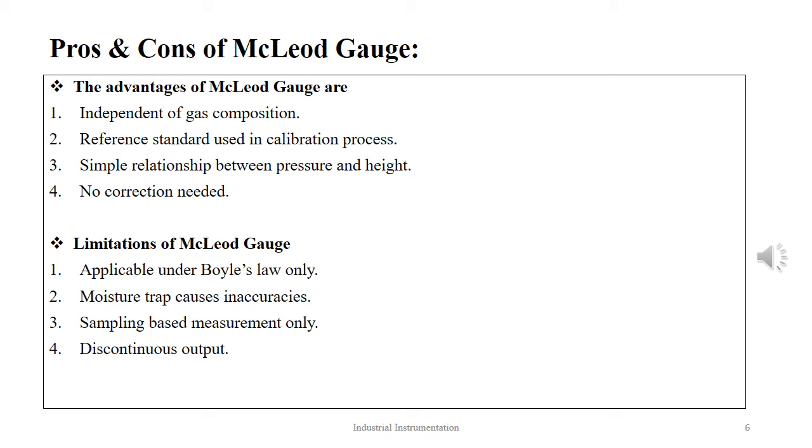There are certain limitations as well, which are: the gas whose pressure is to be measured should obey Boyle's law. Moisture traps must be provided to avoid any considerable vapor in the gauge. It measures only on a sampling basis. It cannot give a continuous output and it is fragile due to its glass body.